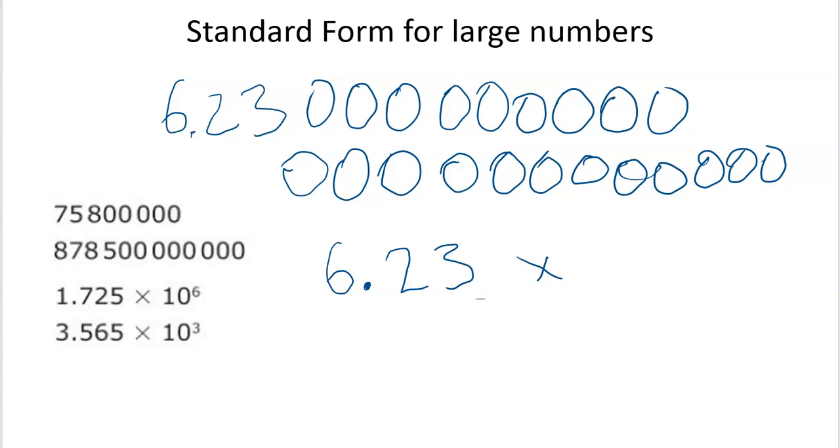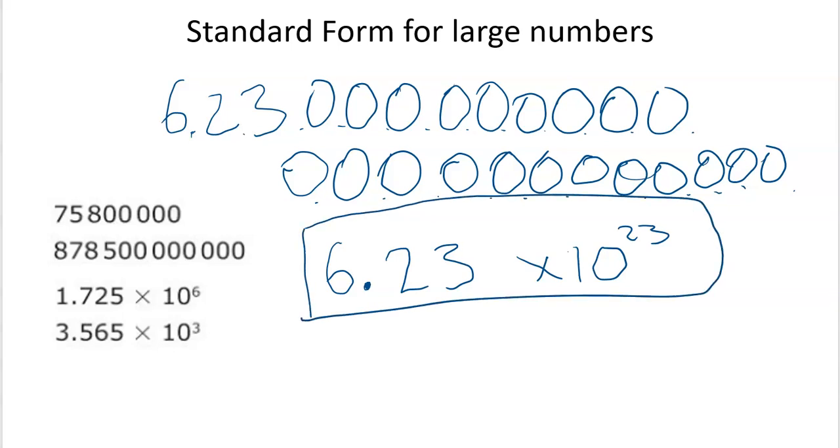Well, from here it would have to move 1, 2, 3, 4, 5, 6, 7, 8, 9, 10, 11, 12, 13, 14, 15, 16, 17, 18, 19, 20, 21, 22, 23 places. And if you times that number 6.23 by 10 23 times, then you will get back to the original number. So this is a way of writing out that big long number in a much more friendly way of writing it and reading it. We can see the important bit and we can see how big the number is.